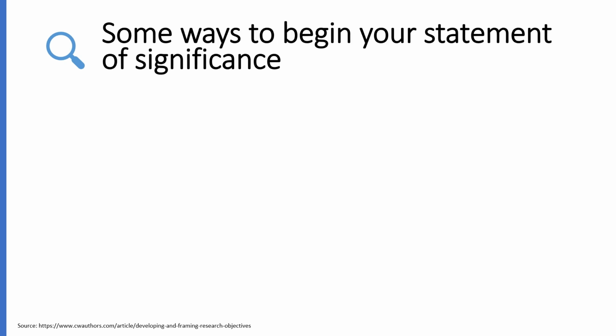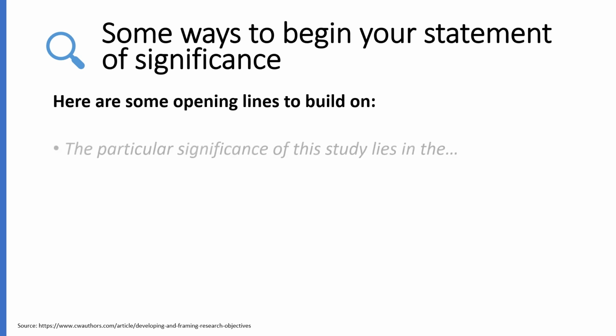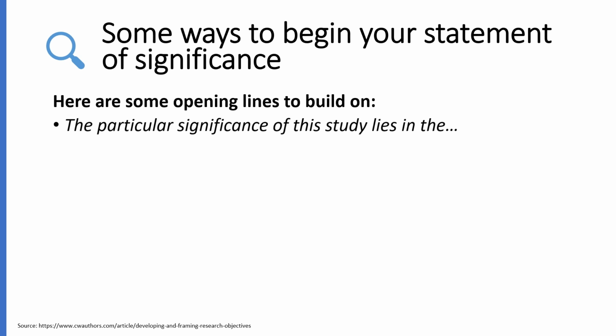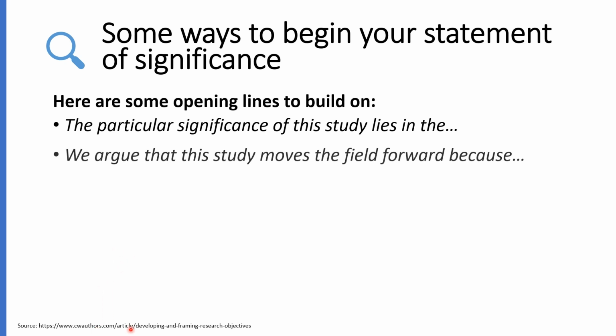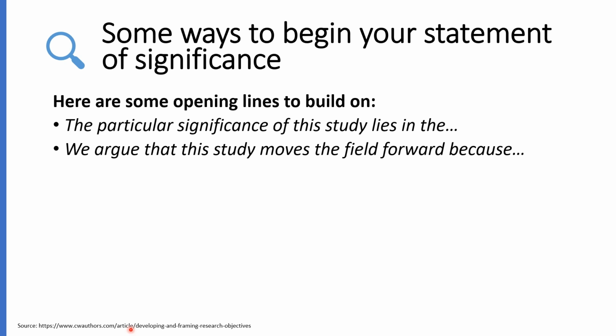Here are some ways to begin your statement of significance. You can write it in such a way that you are saying, the particular significance of this study lies in the... So now you are prompting the reader that the succeeding words will be stating the significance of the study. You can also use the phrase, we argue that this study moves the field forward. So based on the research gap, you are arguing that this study moves the research field forward, and you will state the reason why you think so.